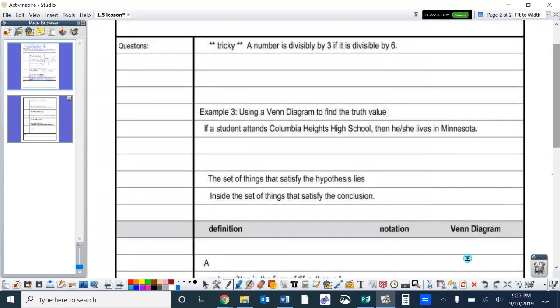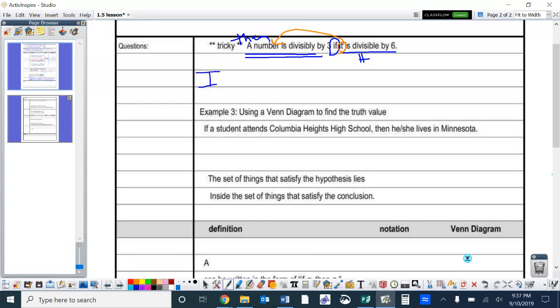Sentences can get pretty tricky. Let's take a look at this tricky example. A number is divisible by 3 if it is divisible by 6. Notice that the word if is in the middle. We've seen it at the front. So this means that the hypothesis is now at the end. So if it is divisible by 6, then a number is divisible by 3. There is a little bit of the English language, so it is referring to a number. So we'll need to switch that when we write our conditional statement.